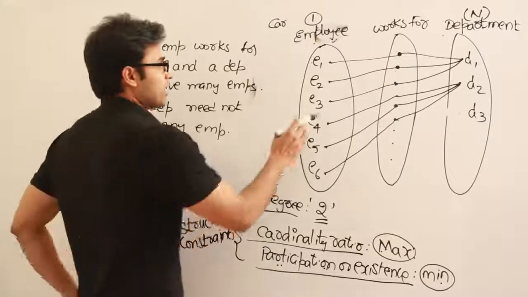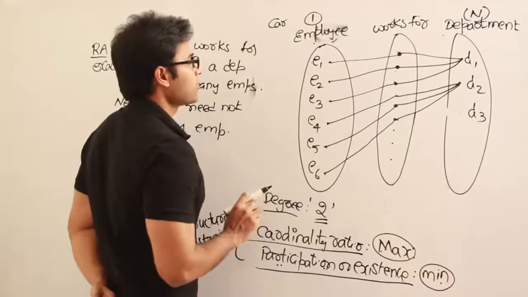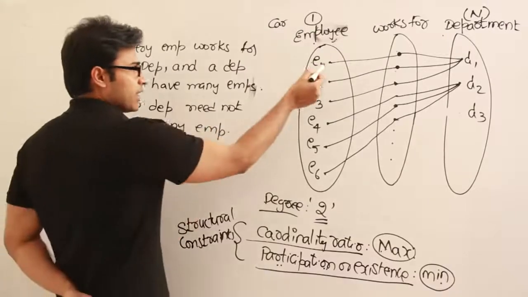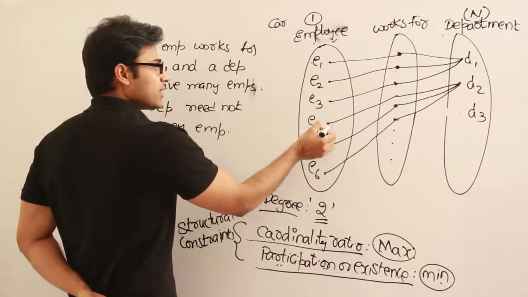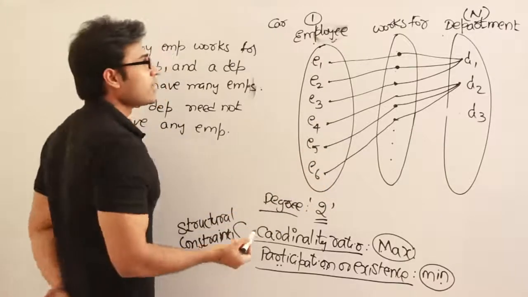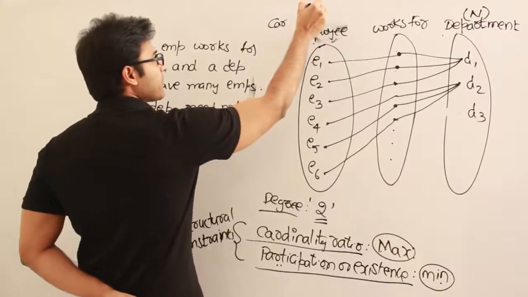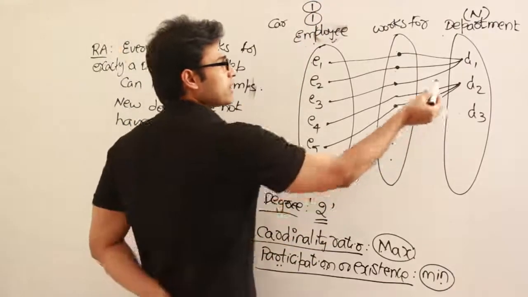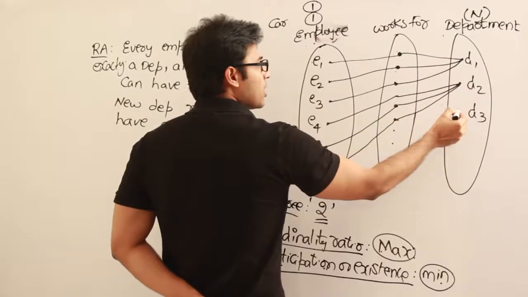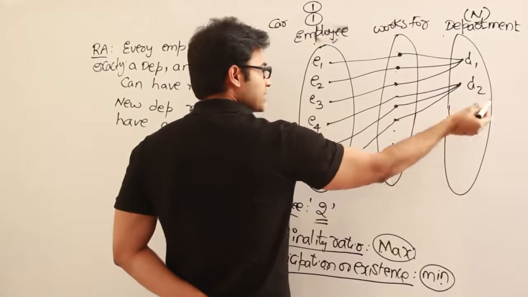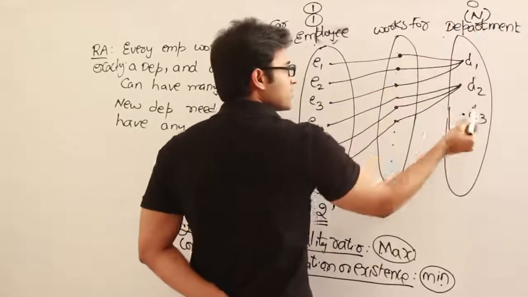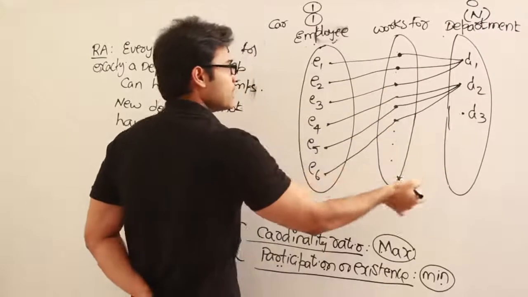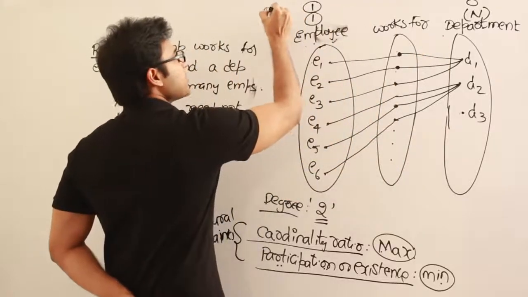Now in this one, what is the minimum number of relationships in which each entity can participate? Each entity has to participate in at least one, therefore the minimum is 1. And what about this one? The minimum is actually 0. The reason is, this newly formed department D3 is not participating in any of the relationships. Therefore participation is 0.